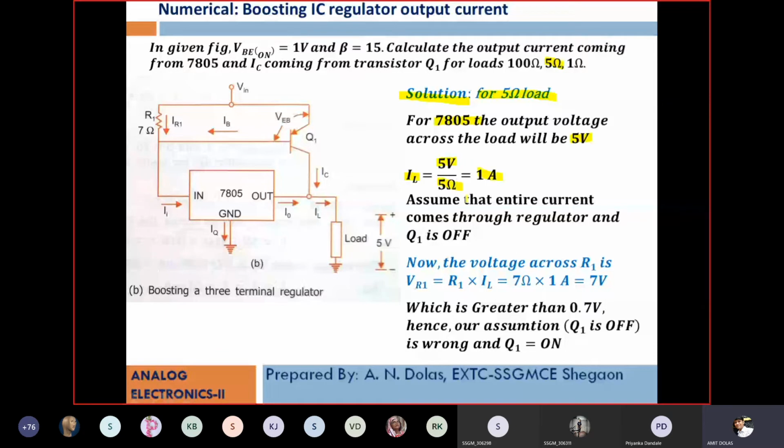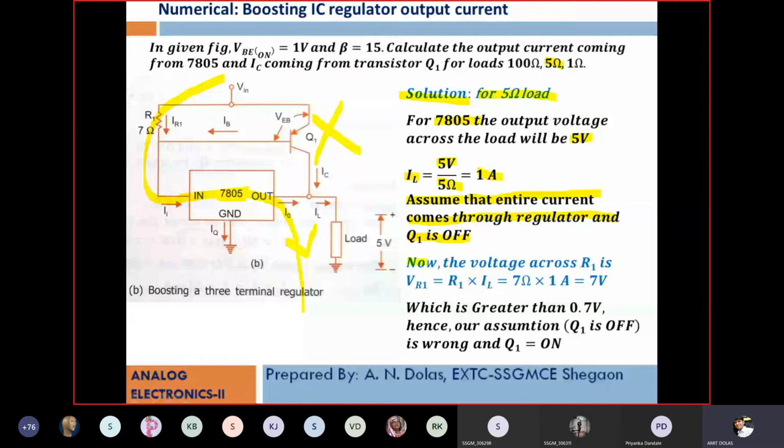The rated value of the 7805: the 7805 can provide up to 1 ampere. Yes, as it can provide up to 1 ampere, I am assuming that the entire 1 ampere current comes through the regulator IC and transistor Q1 is off. 1 ampere is its capacity, so 1 ampere will pass like this. There is no need of turning on the transistor, so I assume that the transistor is off. But let's verify; just assuming does not make it true.